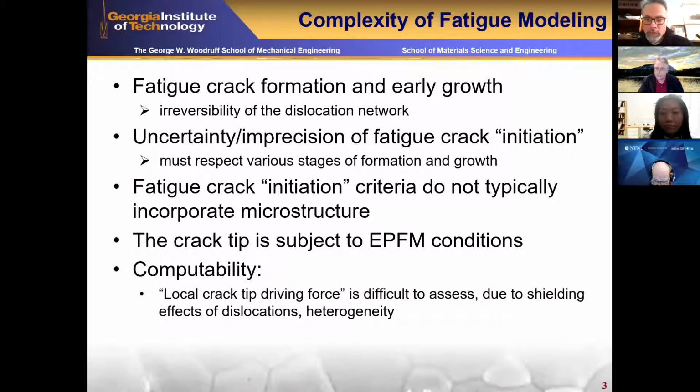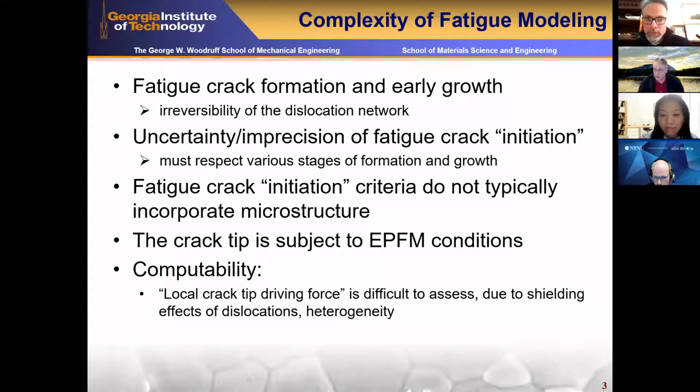When you first learn the subject, you learn about so-called fatigue crack initiation, maybe a crack of the order of size of 30 microns or 50 microns. It's rarely specified in terms of the size relative to the microstructure, for example. And so we insist on understanding and quantifying the stages of formation and growth as a means of being more quantitative about the process of fatigue crack initiation.